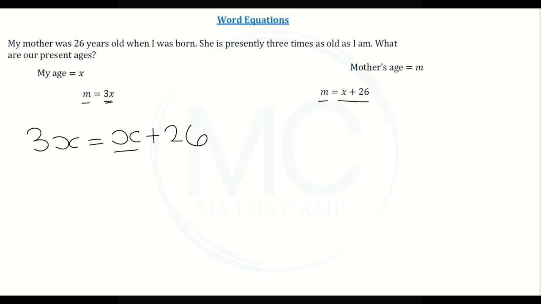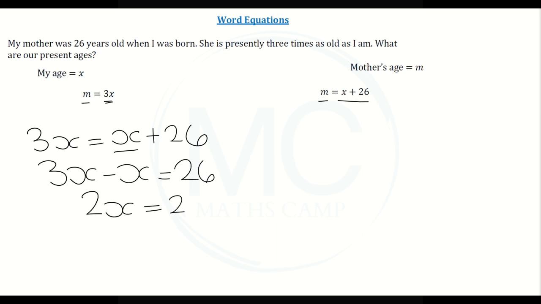So let's move this x across and we get 3x minus x is equal to 26. 3x minus x is 2x, equal to 26. Divide both sides by 2 and we see that x is equal to 13.